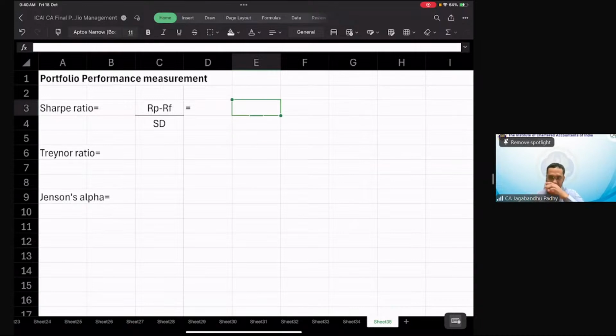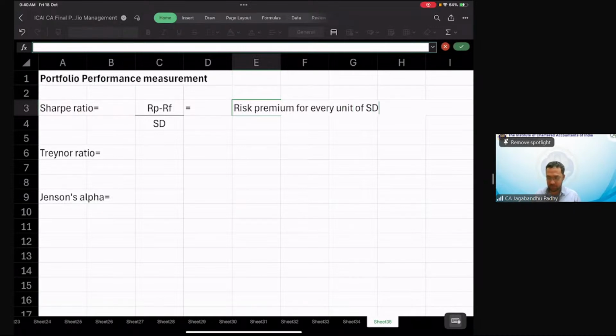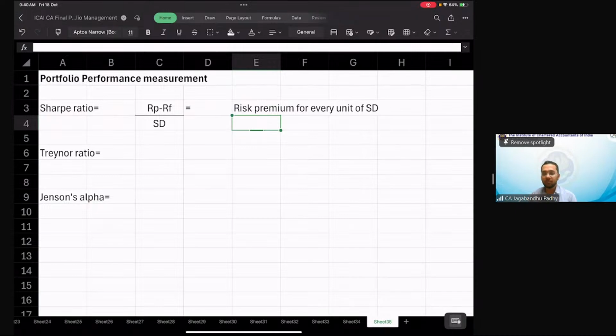So return of our portfolio minus risk-free, when you divide it by standard deviation, that's a Sharpe ratio, which gives us the risk premium for every unit of standard deviation. So risk premium for every unit of the standard deviation.